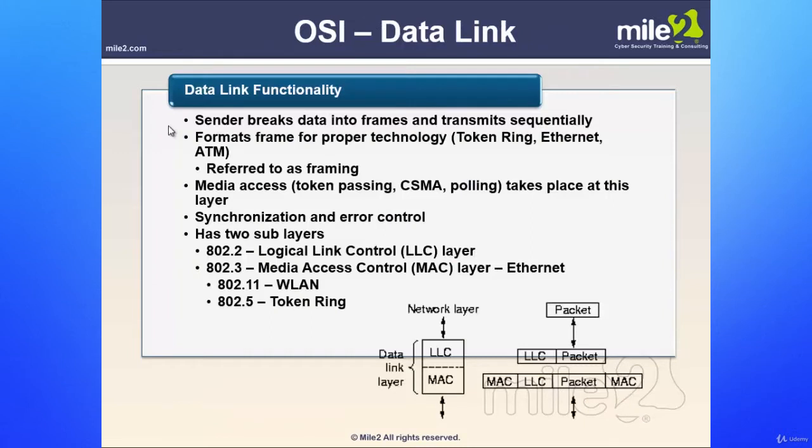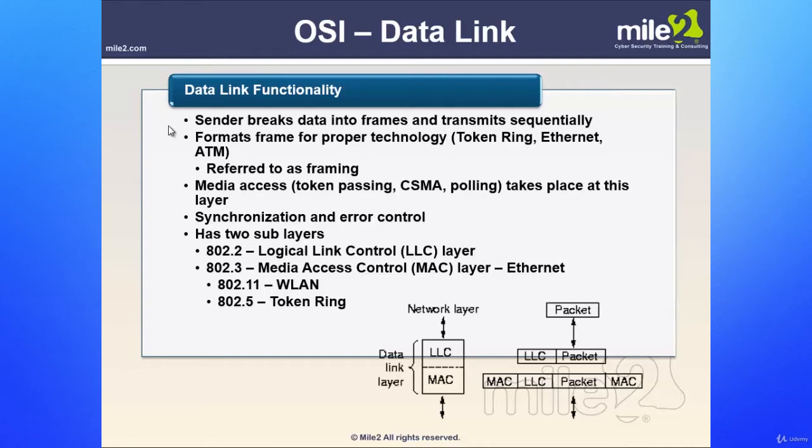The data link layer. Well, we're working our way down, aren't we? Now, at the data link layer, the sender breaks data into frames, then transmits the frames sequentially in the format for the proper technologies such as token ring, Ethernet, and ATM, as in asynchronous transfer mode. Referred to as framing, we have the media access, which is token passing or CSMA, carrier sense multiple access, which hopefully you've heard of before. Then we have collision detection and collision avoidance along with that, depending on whether it's an Ethernet or token ring network scenario. We have polling that also takes place at this layer.